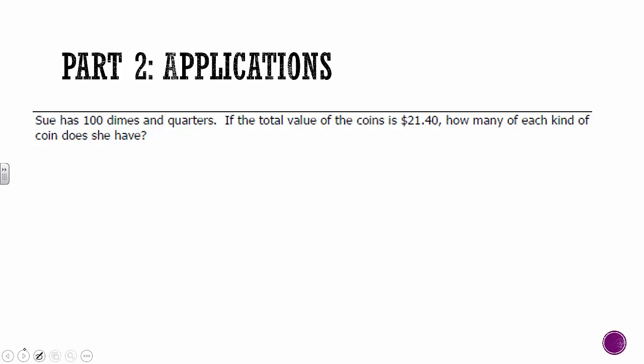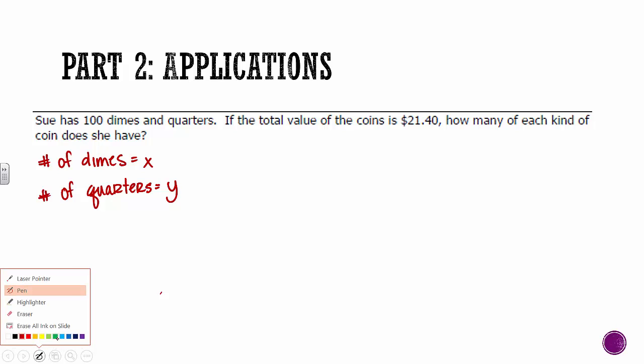So let's try another one. These are fun. Sue has 100 dimes and quarters. The total value is $21.40. How many of each coin does she have? So stop and think about what you don't know. We don't know the number of dimes, so let's make that X. And we don't know the number of quarters, so let's make that Y.